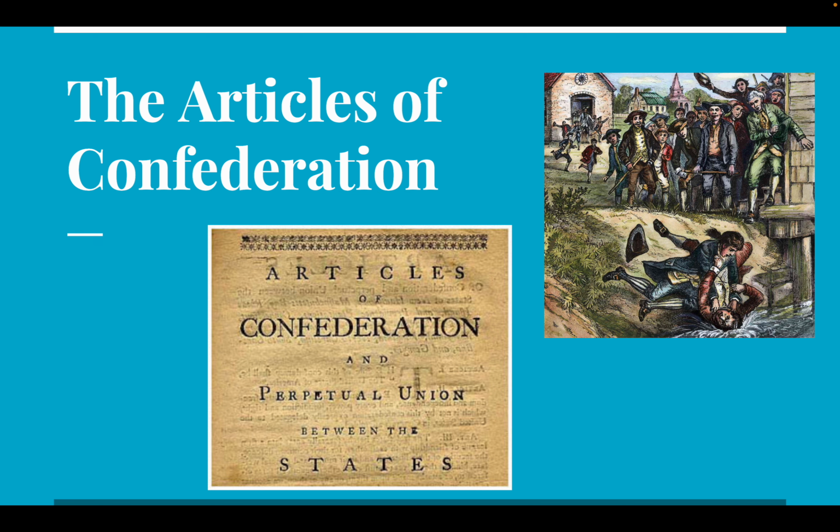All right, so this first section for Unit 2 is on the Articles of Confederation. Now, the Articles of Confederation are the first form of government in our new country. After we signed the Treaty of Paris of 1783, we are officially recognized by the world as the United States of America, and we have to figure out how to govern ourselves.